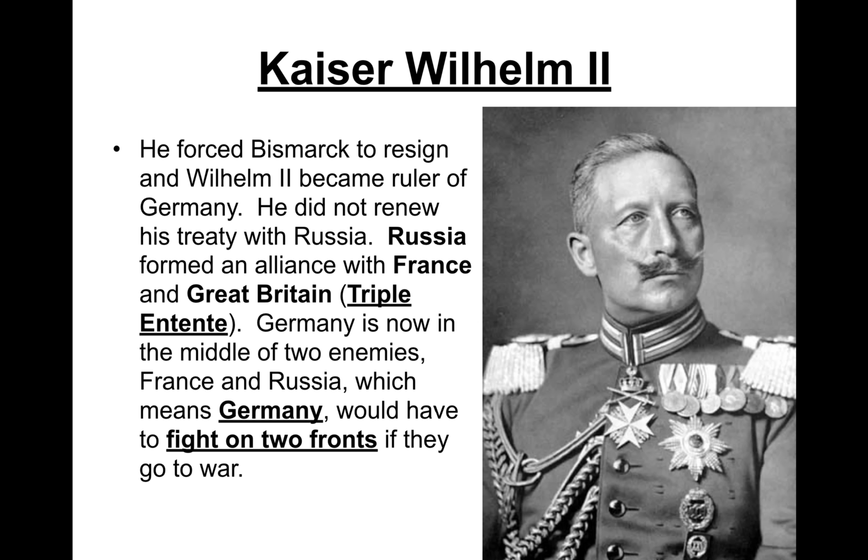So the next person that we need to mention is Kaiser Wilhelm II. He takes over and basically forces Otto von Bismarck to resign. Now, if you resign from your job, that means you're pretty much quitting. You're stepping down. You're no longer in power anymore. And Wilhelm II becomes ruler of Germany. One of the first things he does when he takes over is he does not renew the treaty with Russia that Bismarck did previously.